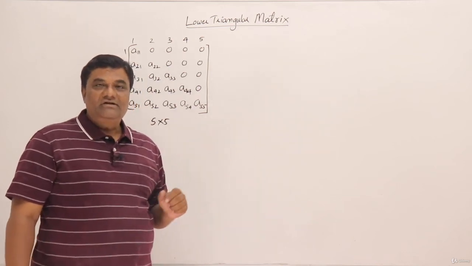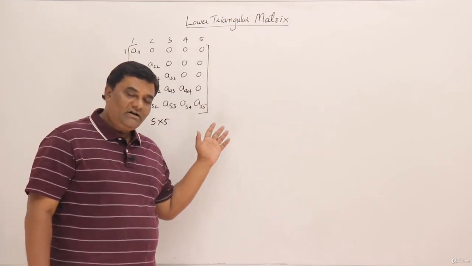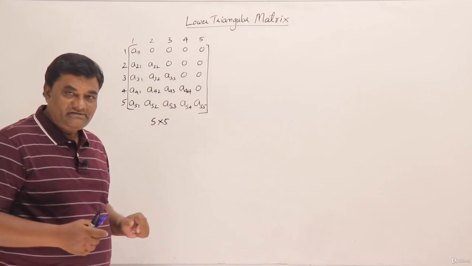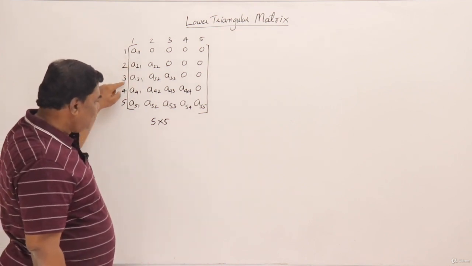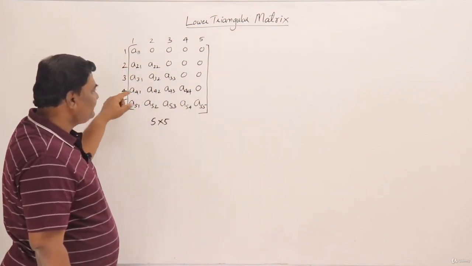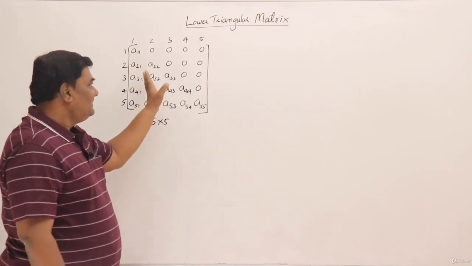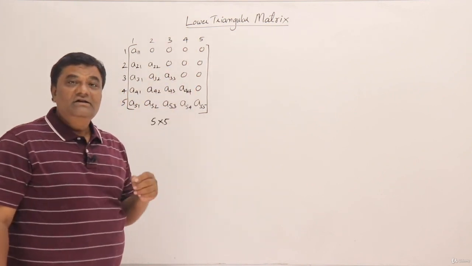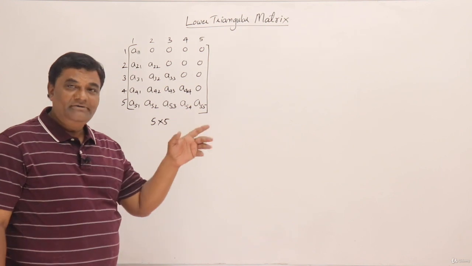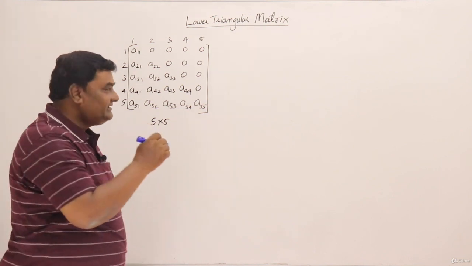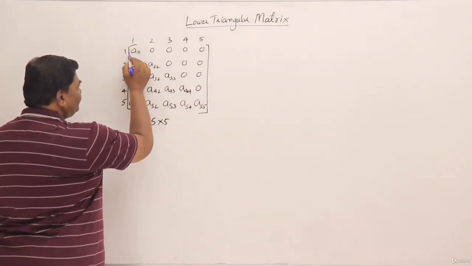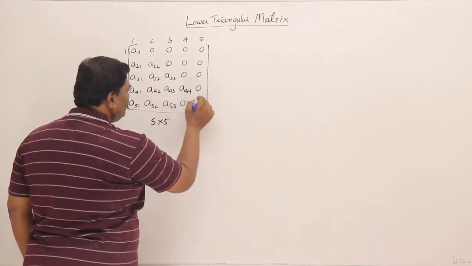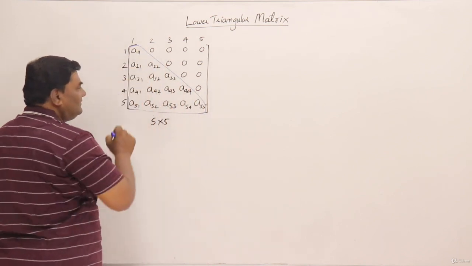The next topic is lower triangular matrix. A lower triangular matrix is a square matrix in which the lower triangular part of a matrix is non-zero elements and the upper triangular part is all zeros and none of them is non-zero. So you can see this one, these set of elements are non-zero. These are forming a triangle.